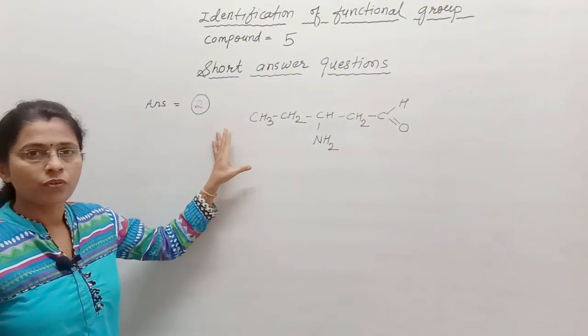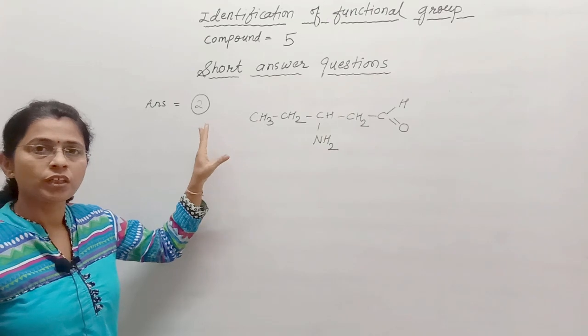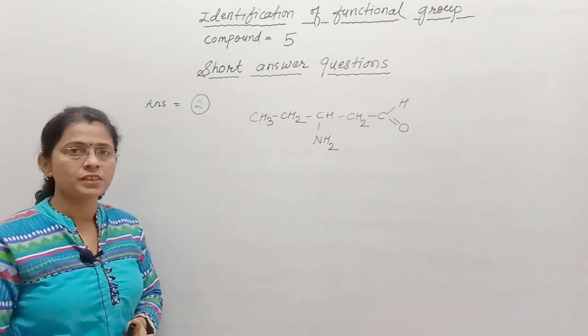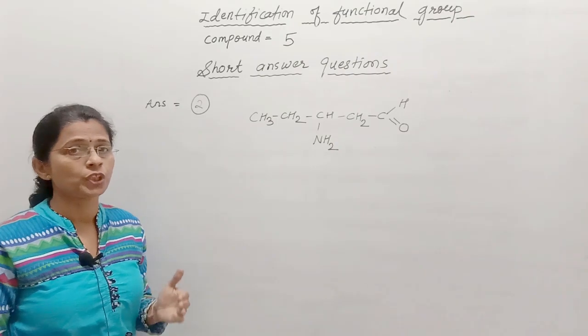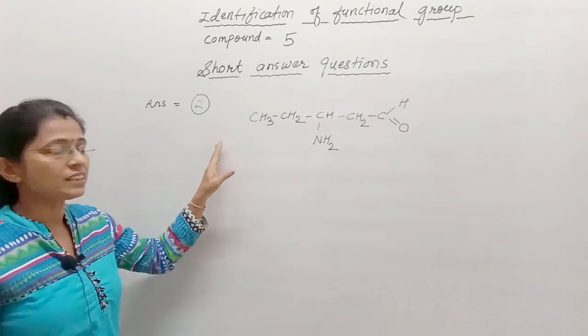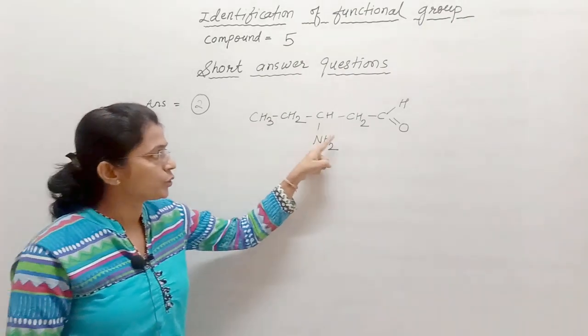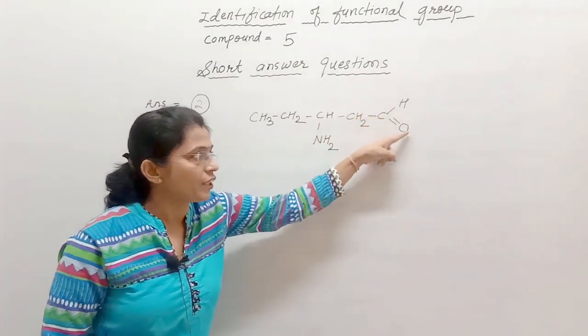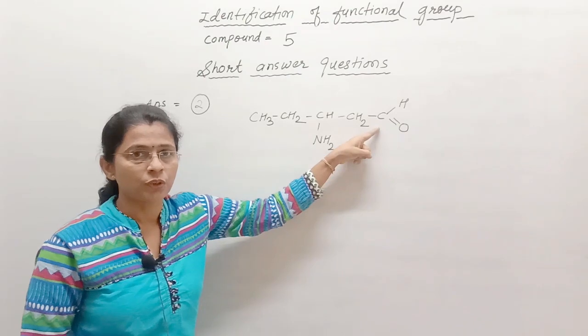What is the structure of an organic compound having two functional groups in the molecule? See, this is the compound which contains two functional groups. And such compounds which contain two functional groups are called bifunctional compounds. In this compound, NH2 is a functional group and CHO is a functional group.